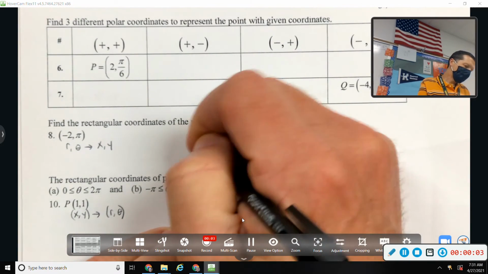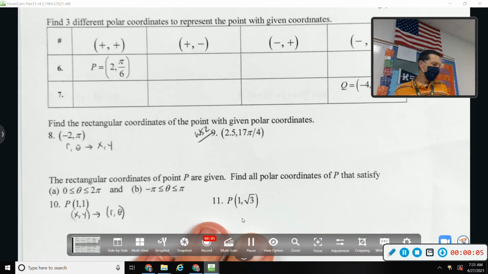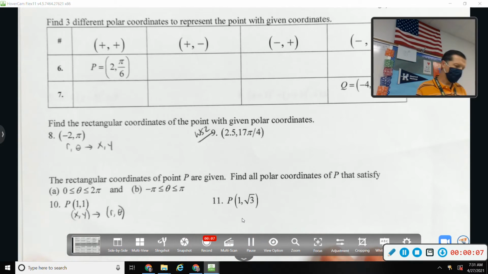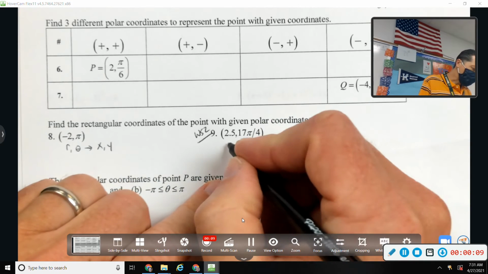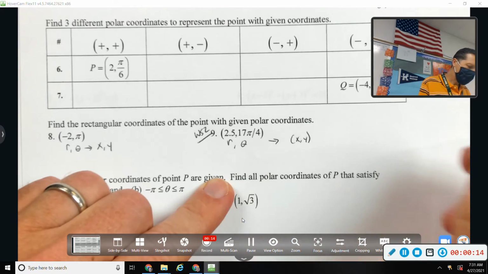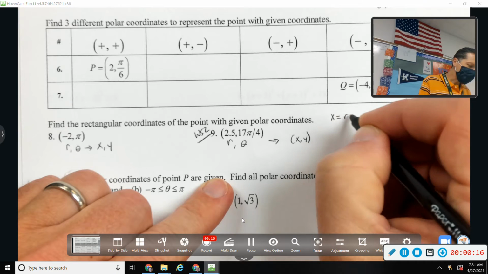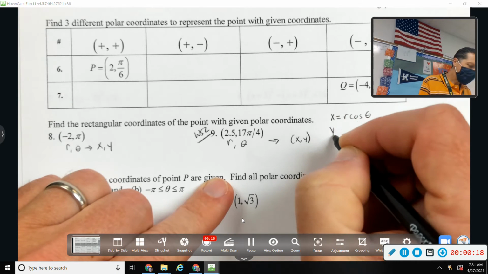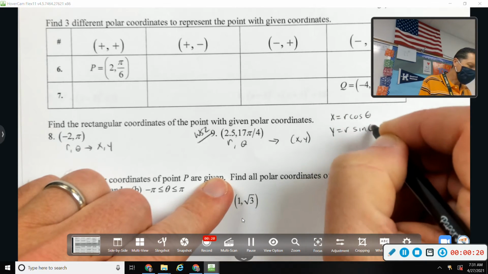So from worksheet 2, looking at number 9, 2.5 comma 17 pi over 4. So that's an r and a theta, and we'd like to turn that into an x and a y. And we know that x is r cosine theta and y is r sine theta.